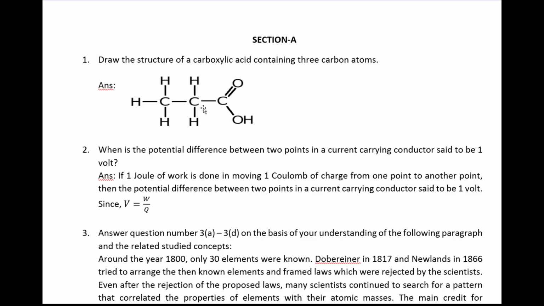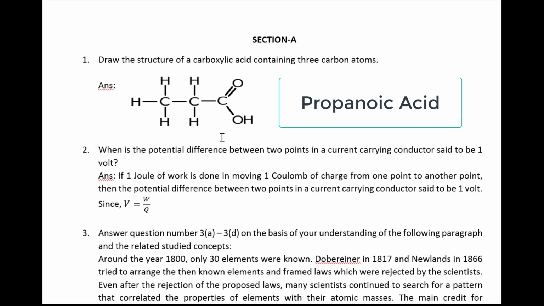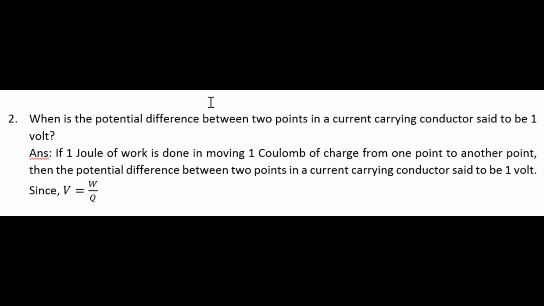Now we have to fulfill the valency of the carbon. So in the first carbon there will be 3 hydrogen, and in the second carbon there will be 2 hydrogen. That is the structure of carboxylic acid containing 3 carbon atoms. What is the name of the carboxylic acid? There will be 3 carbon, therefore prop, and carboxylic acid, therefore propanoic acid. Therefore, the name of the carboxylic acid is propanoic acid. That is the structure.